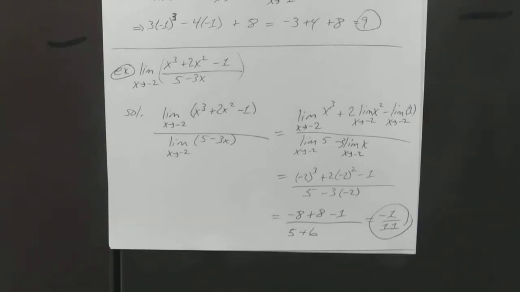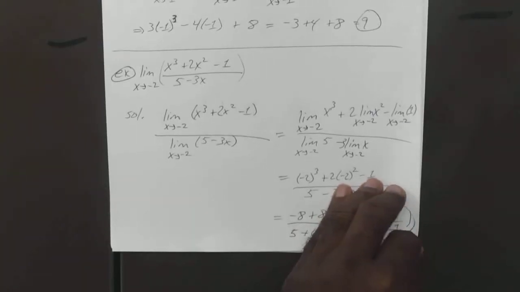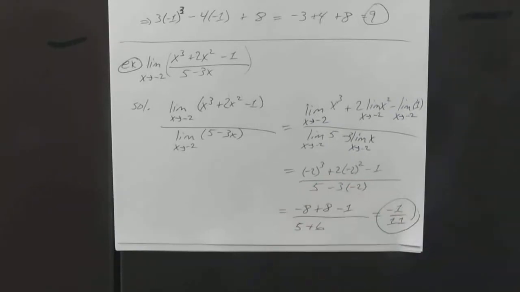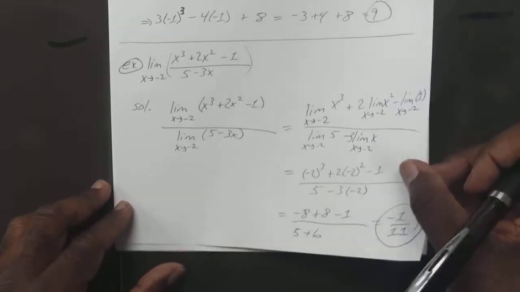Okay. Any questions on that one? All right. What was that answer? Oh, sorry. -1 over 11. All right.